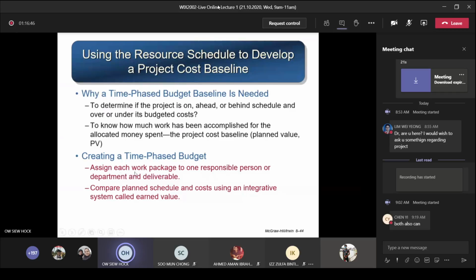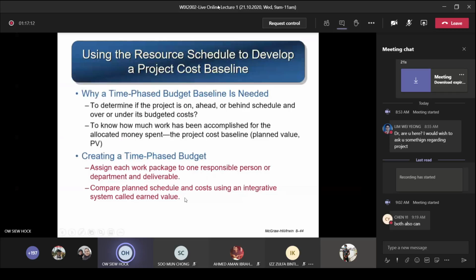Next, you are creating a time phase budget. You assign each work package to one responsible person or department and deliverable. Remember, the lowest breakdown of your PBS is called WP. This WP you can assign to one person, an owner, to own this task, and this person will know how much time and how much estimated cost is given to complete the WP.